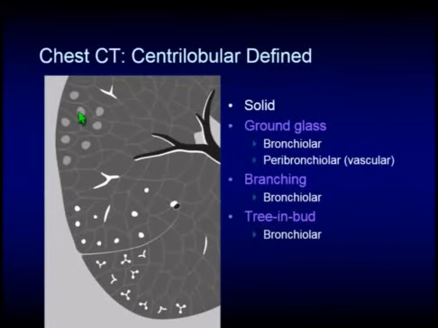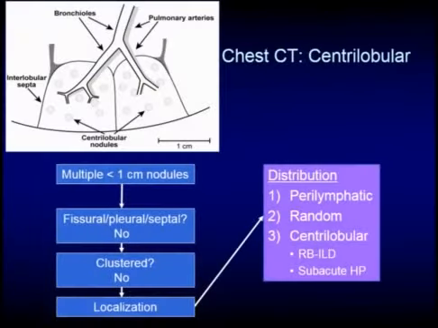So centrolobular nodules can be solid, but more often they're going to be sort of ground glass. Generally they're going to be bigger, maybe 5 millimeters or larger, fluffier looking. They may be branching, and they may be tree and bud, which look like jacks. And if you superimpose the secondary lobular structures, you see all these nodules are in the center or clustered to the center of that secondary pulmonary lobule.